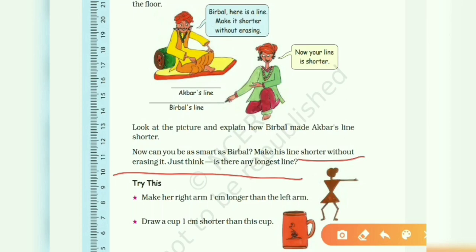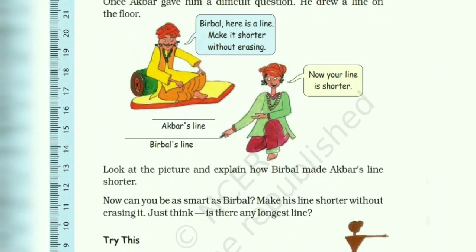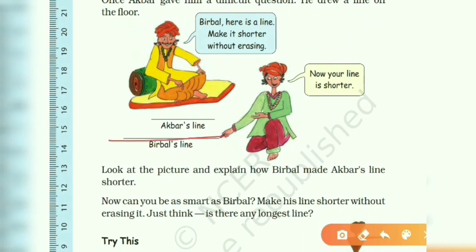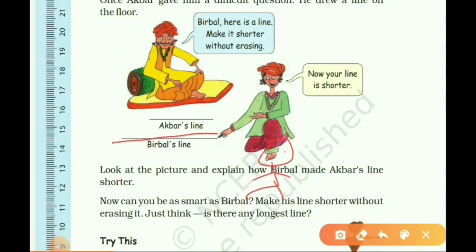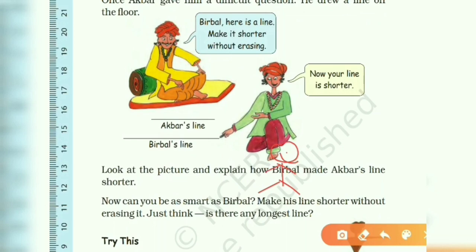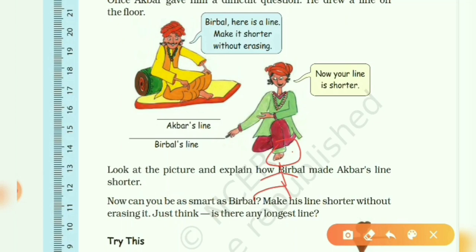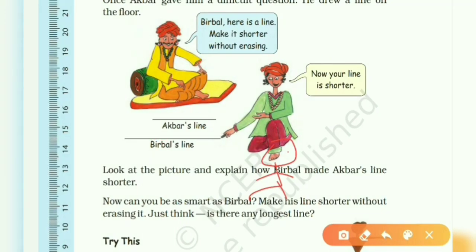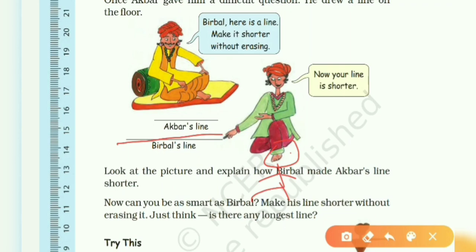Now look at the picture. Children, here is Birbal's line, right? Now here you are standing. Look at this picture. It looks funny, right? Now think how you can make this line shorter. You have to think how you make this line shorter. It means we have to think how to make Birbal's line shorter.